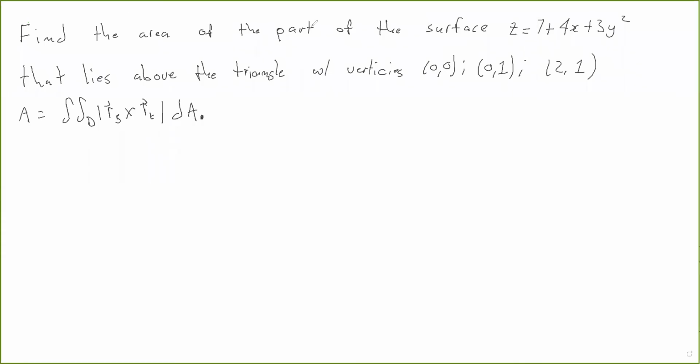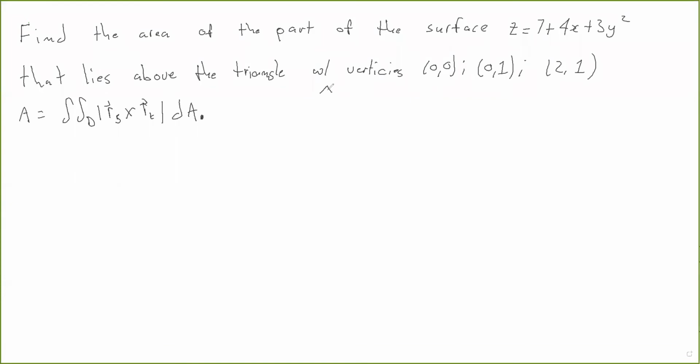Okay, so here's a problem that's very similar to one of the homework problems. Find the area of the part of this surface that lies above the triangle with these vertices. This is the area formula we're going to use: the magnitude of the cross product of these derivatives, and we take the integral over the parameter domain D. And here D is the triangle with these vertices.